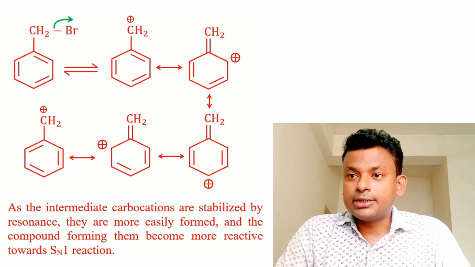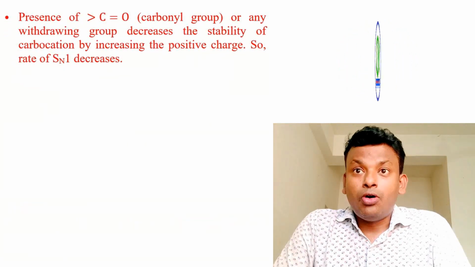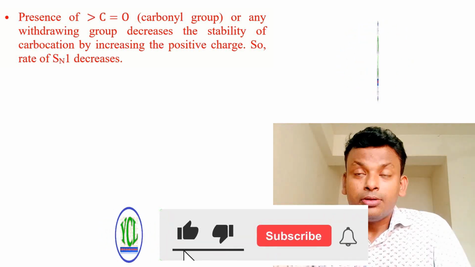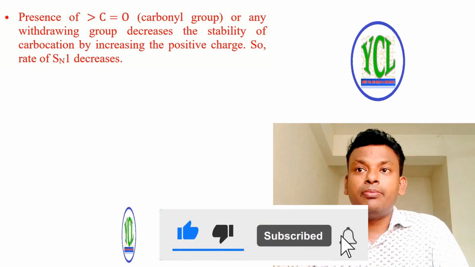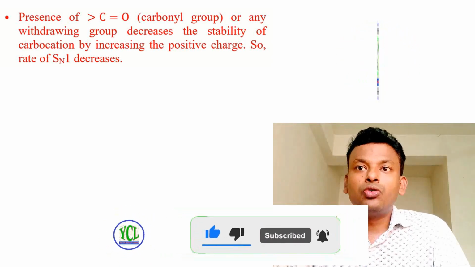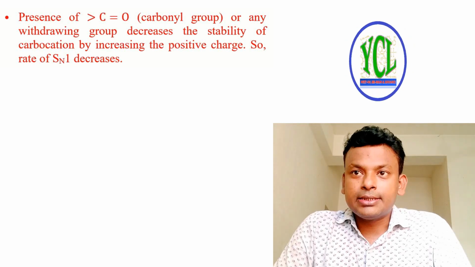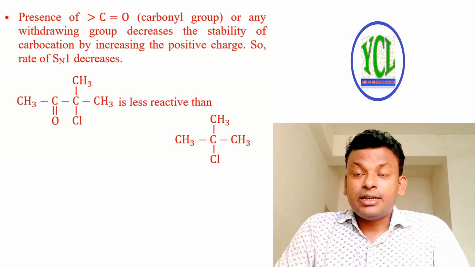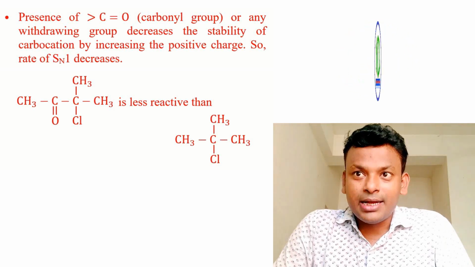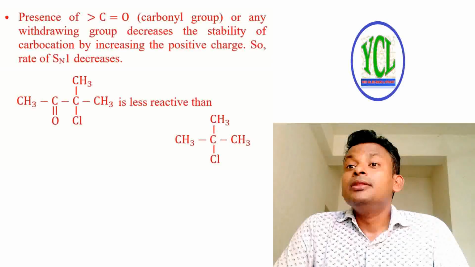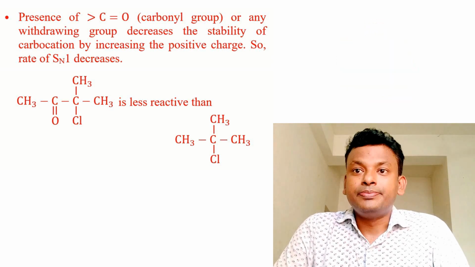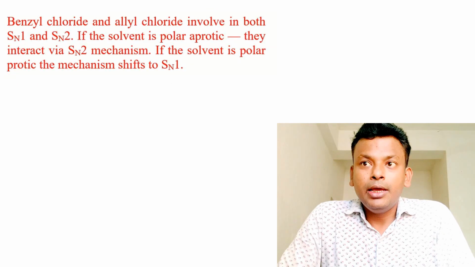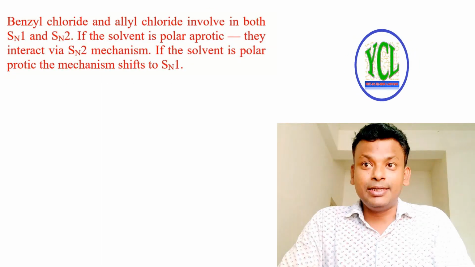So next, the presence of a carbonyl group or any withdrawing group decreases the stability of the carbocation by increasing the positive charge, so the rate of the SN1 reaction decreases. Here CH3CO, that is the CO group, is a carbonyl group with a minus I effect and is less reactive than the tertiary halide compound. And next, benzyl chloride and allyl chloride are involved in both SN1 and SN2 mechanisms.